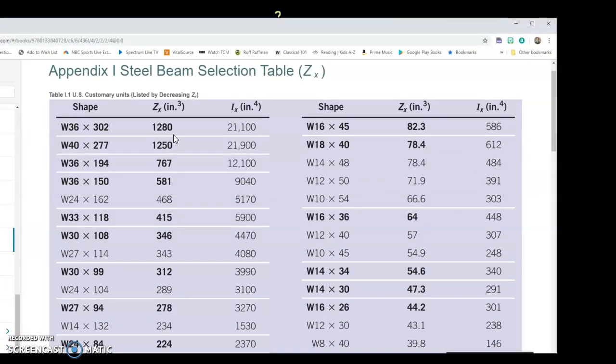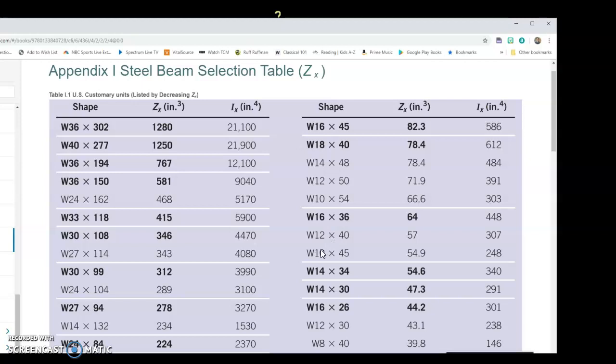The way this is organized is that there are these lines here, and what these lines do is they separate the wide flange sections into groups, and within each group, the top number, the bold number, is actually the most efficient within that group. So although, for instance, in this section right here, the plastic section modulus increases from 54.9 to 57 to 64, the weight of the beam does not necessarily increase. It actually decreases: 45, 40, 36.